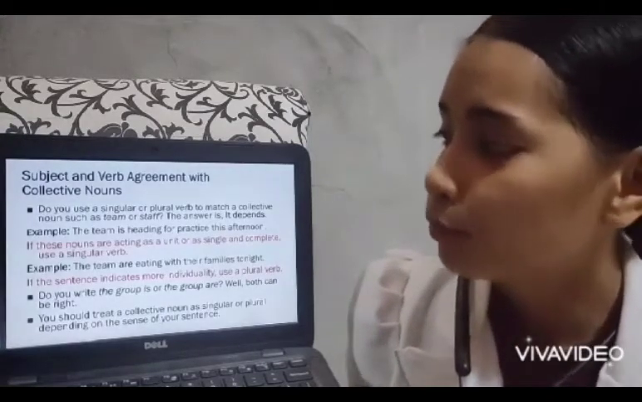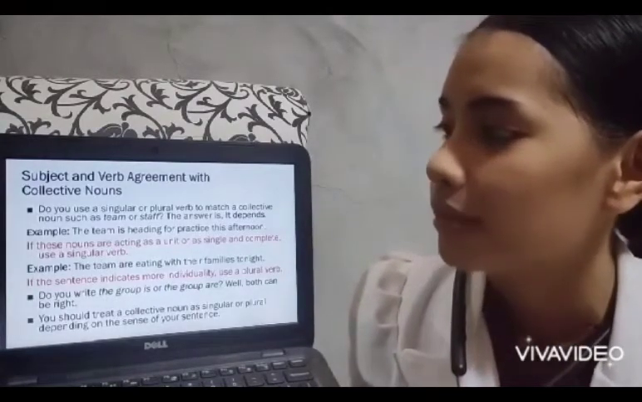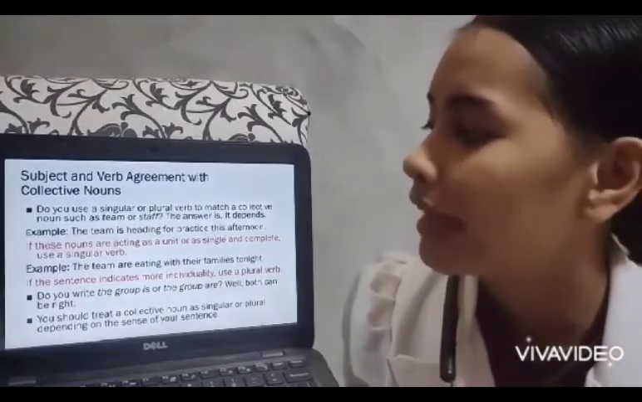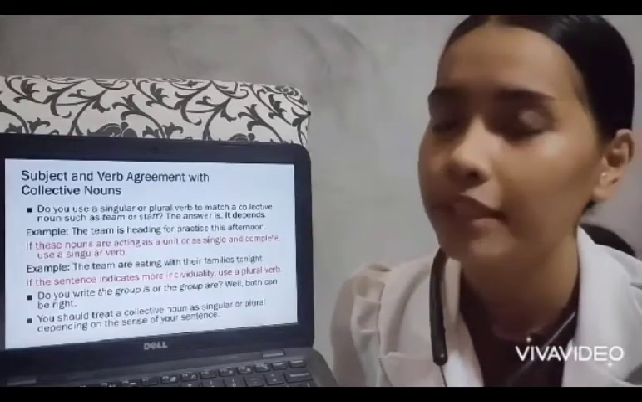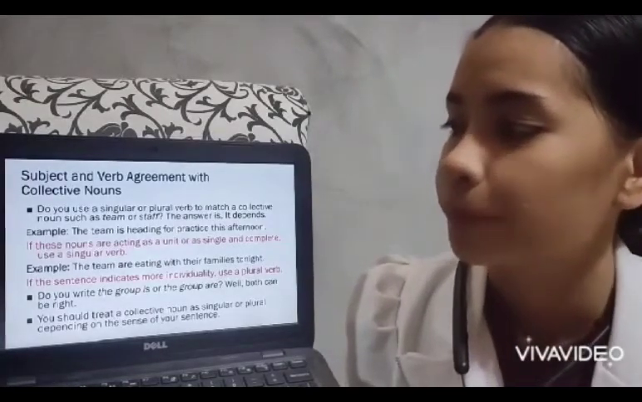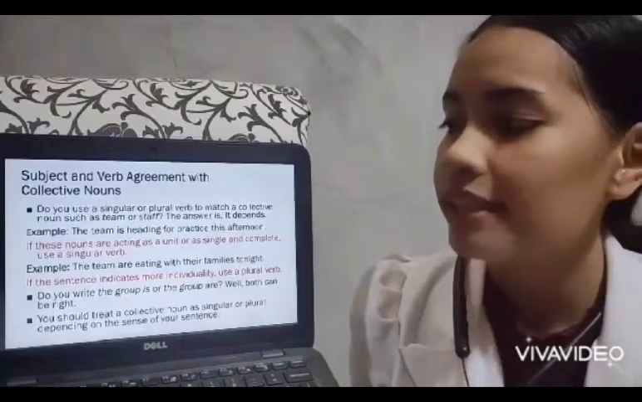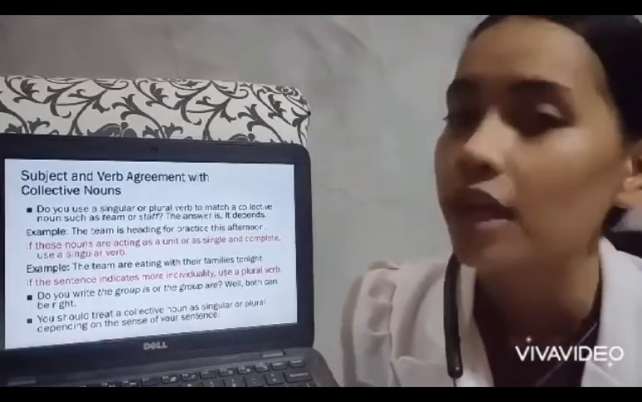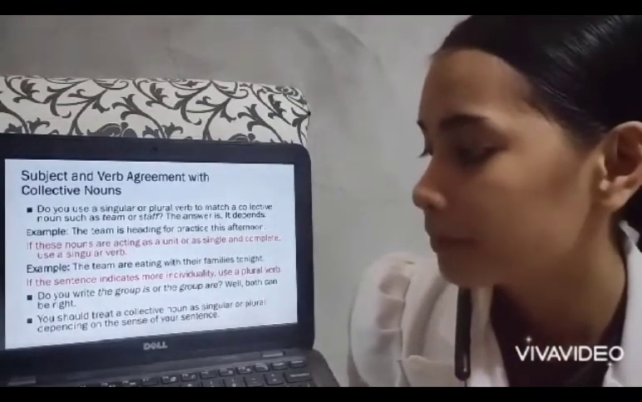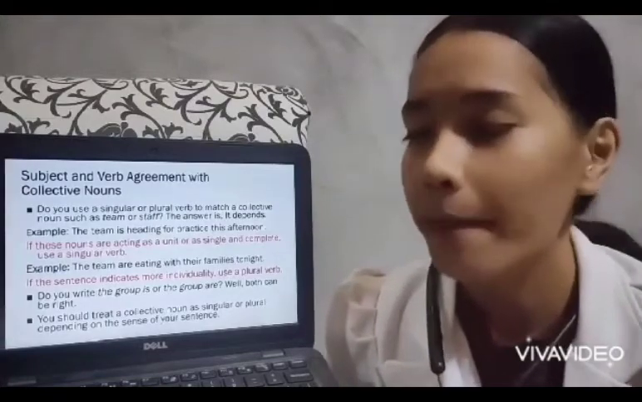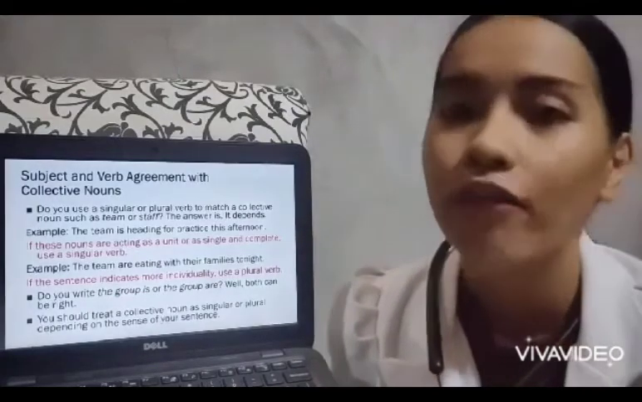Do you use a singular or plural verb to match a collective noun such as team or staff? The answer is, it depends. In example number 1, the team is heading for practice this afternoon. If these nouns are acting as a unit, single and complete, use a singular verb. In example number 2, the team are eating with their families tonight. If the sentence indicates individuality, then use a plural verb. Do you write the group is or the group are? Well, both can be right. Remember, you should treat a collective noun as singular or plural depending on the sense of your sentence.